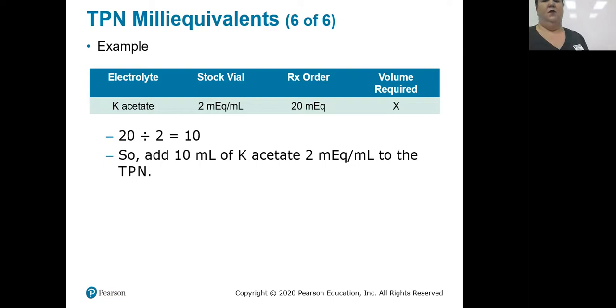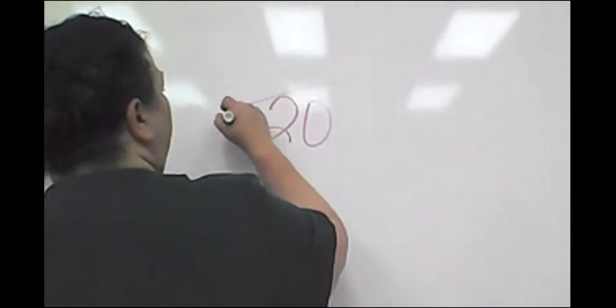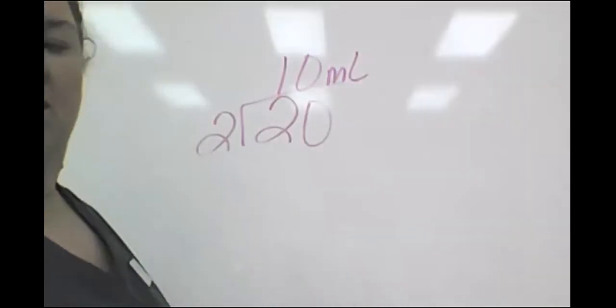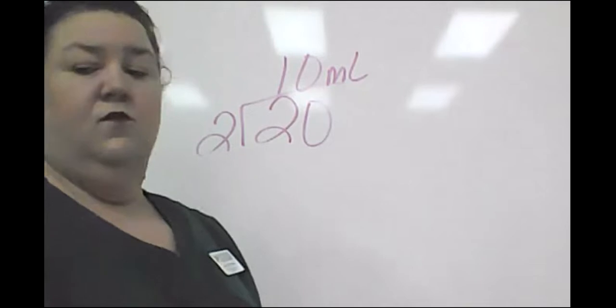So here's another example. Let me work it out on the board just so you can see what we are talking about. The next example, 21.27, we have an order for 20 milliequivalents, and our stock vial is 2 milliequivalents per milliliter. So we're able to use this concept. We're simply going to take what we want, which is the 20, and divide it by what we have, which is the 2 milliequivalents, and 2 goes into 20 10 times. So I know I need 10 milliliters of the stock solution in order to fill the 20 milliequivalent order.